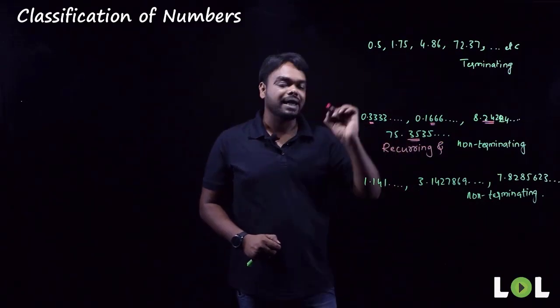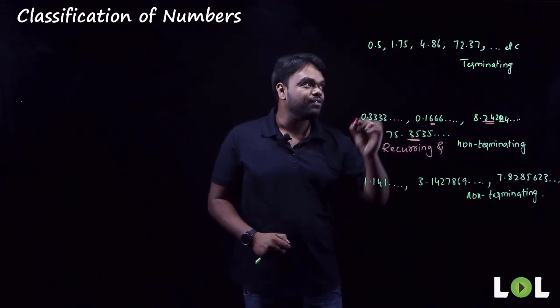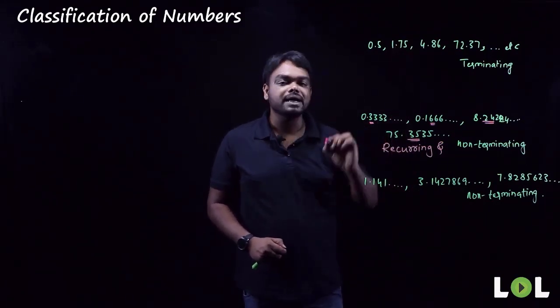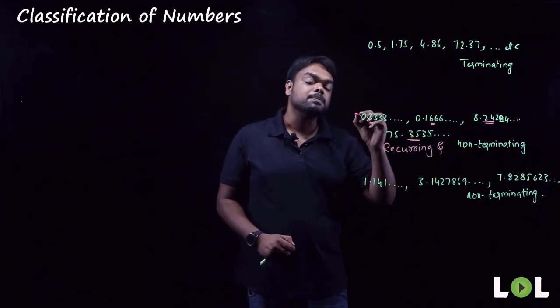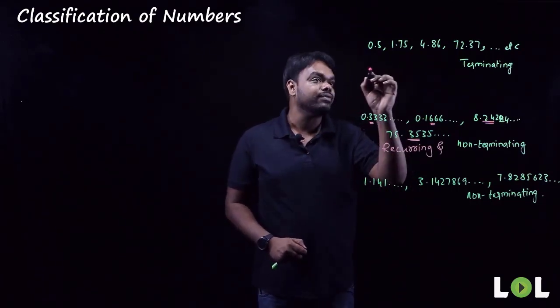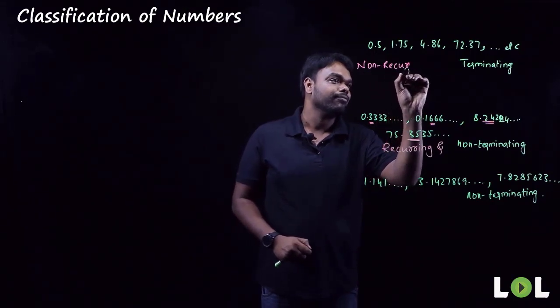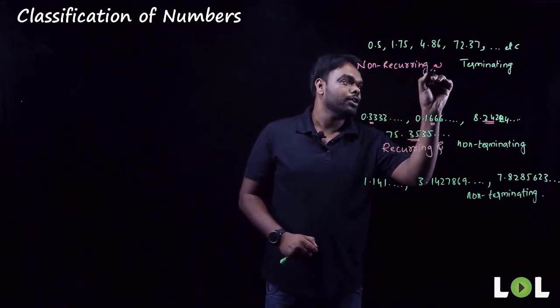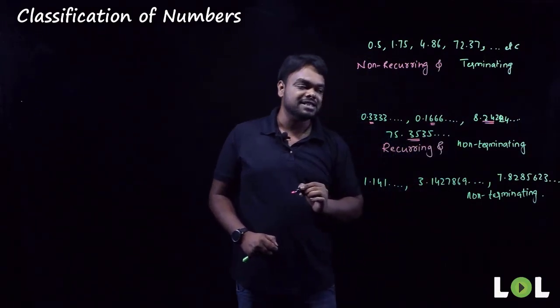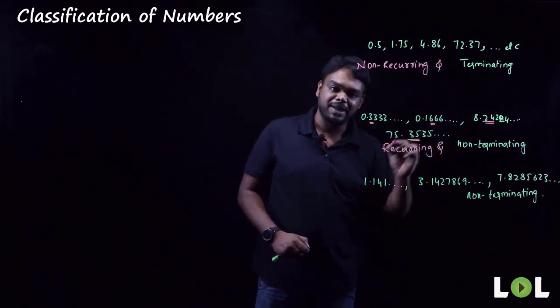Now can we see any recurring here? Well, if a decimal becomes a terminating decimal, there is no concept of recurring at all. So that's why this is non-recurring. So, non-recurring and terminating decimals, recurring and non-terminating decimals.